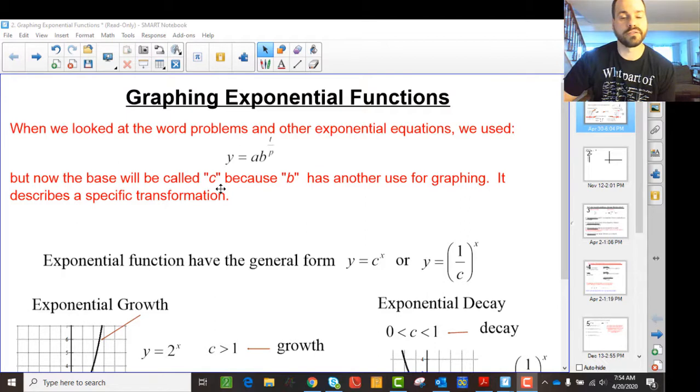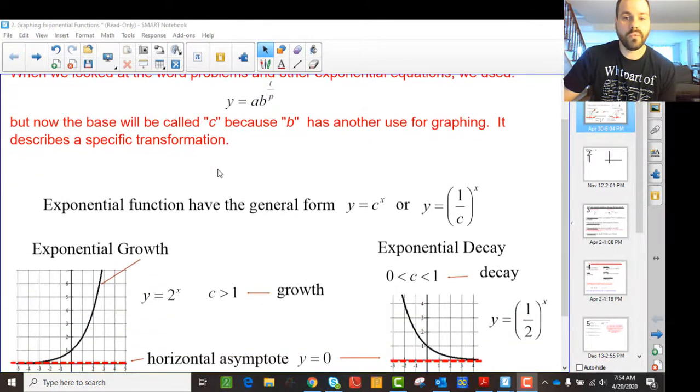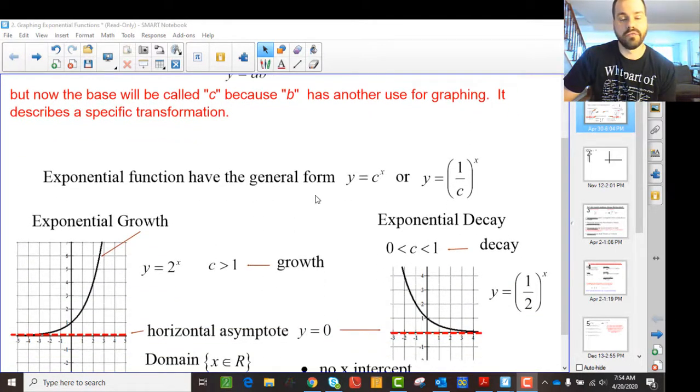radical functions, rational functions. So b's kind of already used, but generally speaking, we're going to look at exponentials of the form b to the x, a base, which we are going to now call c. So that's where the c to the x is coming from. Okay, hopefully that makes sense.